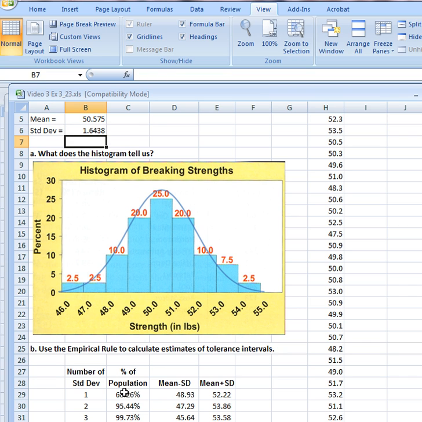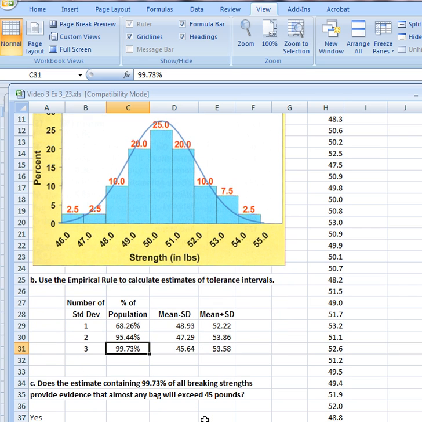So we could now say, depending on how confident, how wide we want this range to be, we can set limits. So if we really want to be almost 100% sure about the breaking strength, we can say with 99.73% certainty, the breaking strength will lie somewhere in the range of 45.64 and 53.58 pounds. All right, the textbook asks us next, does the estimate containing 99.73% of all breaking strengths provide evidence that almost any bag will exceed 45 pounds? Well, in fact, 99.73% of the time, the breaking strength will be 45.64 or greater. So yes, we're pretty confident of that.